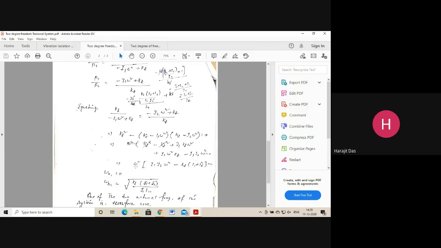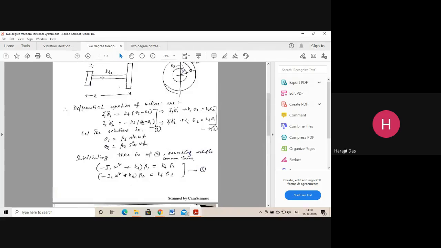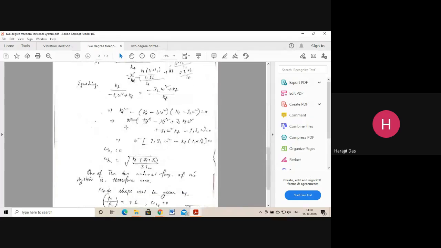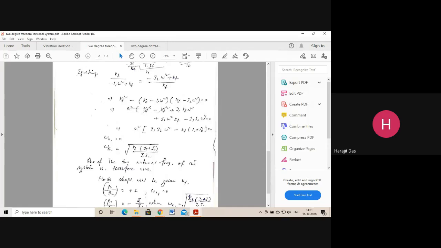Because here it is omega square, omega will be equal to 0. So the first natural frequency, whatever you will be getting, is 0, okay. So the first natural frequency will be 0 for this 2-degree freedom rotor system, understood? Now for the second frequency, what will be the second natural frequency?